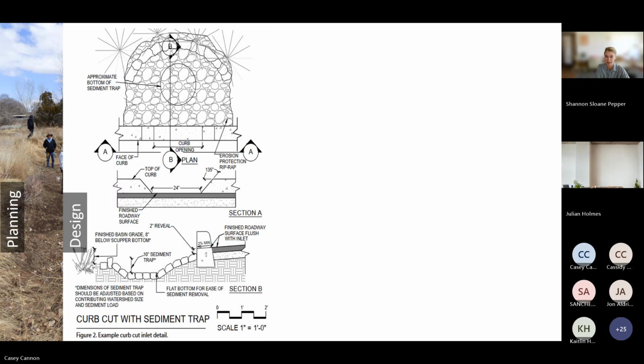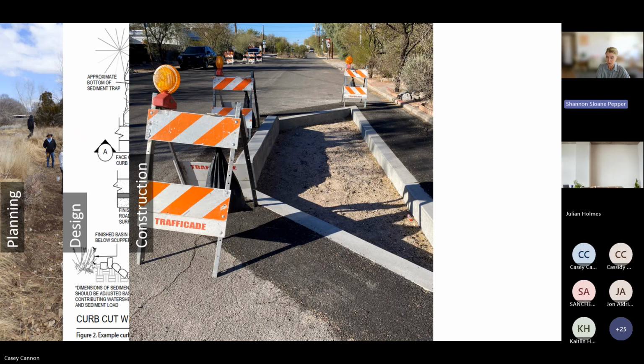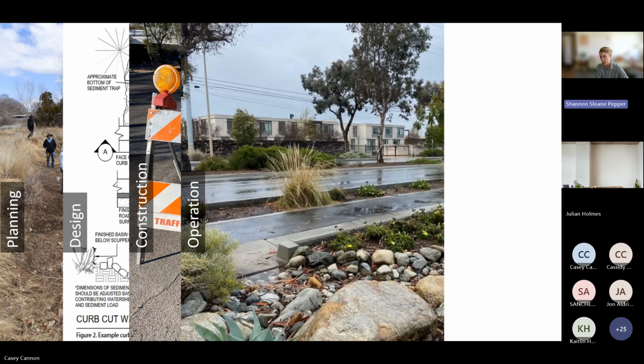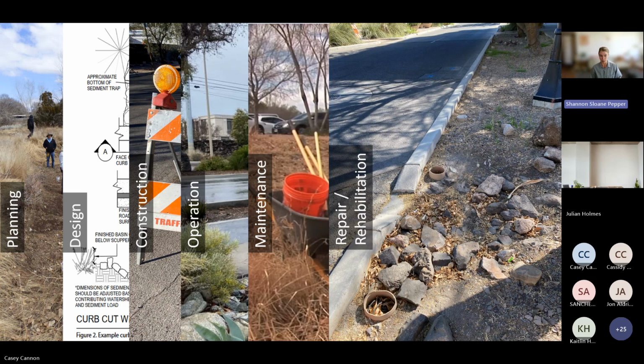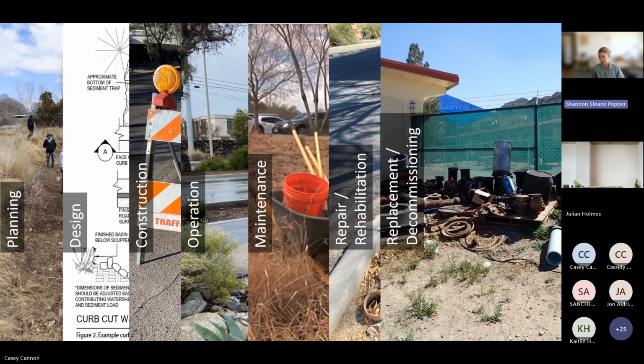The next stage is design, followed by construction, so actually installing the asset. Once the asset's installed, it's ready for operation. And then the next phase of the asset's life cycle is maintenance activities. How are you going to maintain the functionality of the asset over time? If and when the asset fails, the next three stages of the asset's life will come into play: repair, rehabilitation, and then ultimately replacement or decommissioning of the asset.